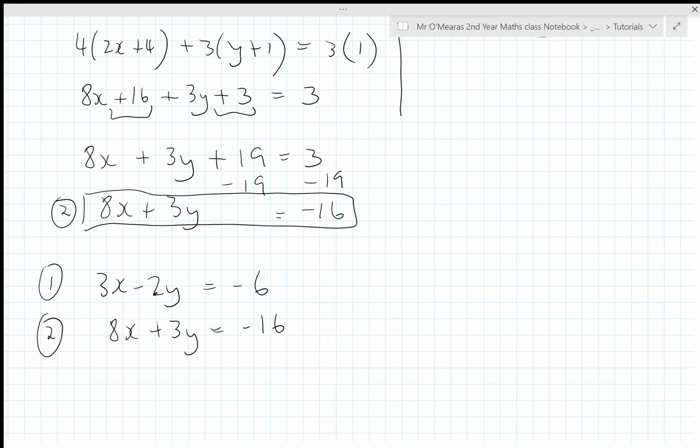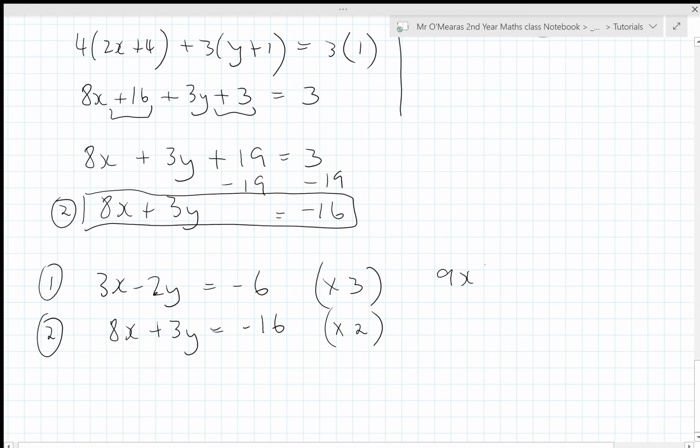And again, there's no advantage to doing one or the other in any case, but in this case, you're trying to say, okay, which is the most straightforward? So I would say we'll eliminate the y's, because if we multiply the top line by 3 and the bottom line by 2, we would turn the top line y's into minus 6y and the bottom line into plus 6y. Okay, so we'll do that.